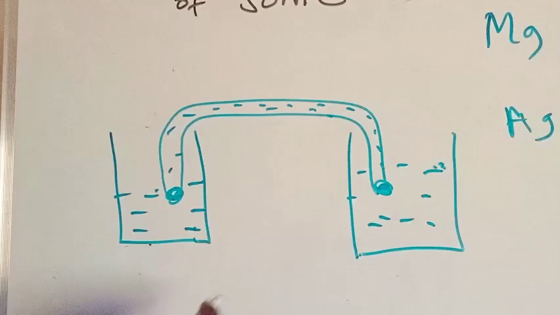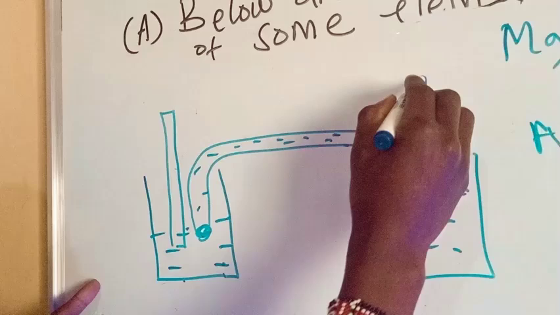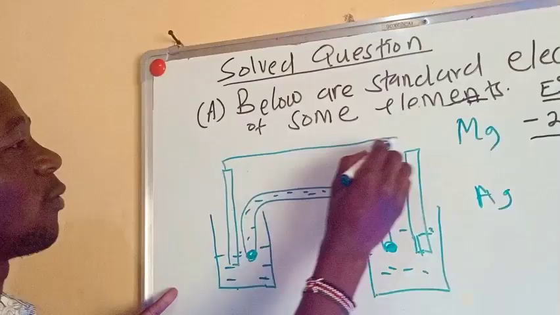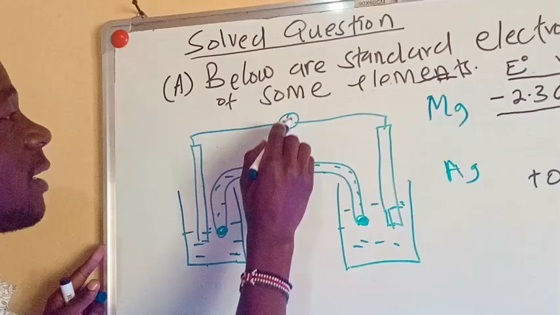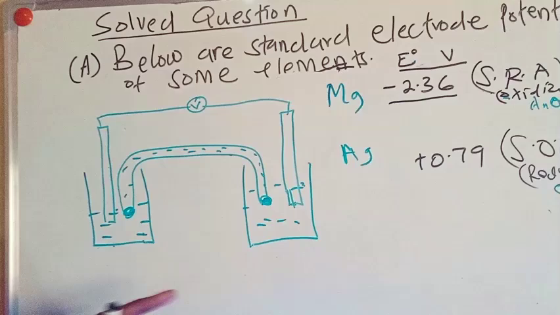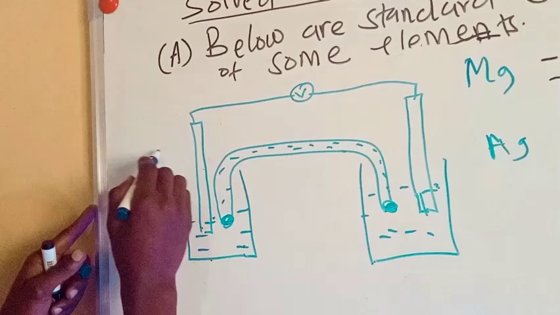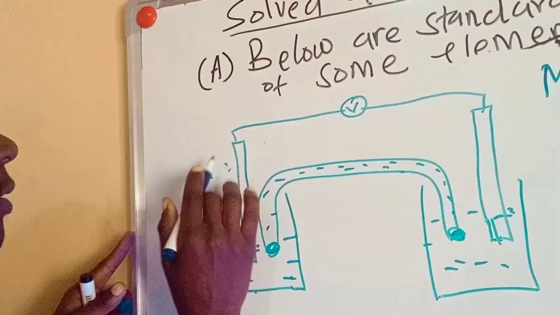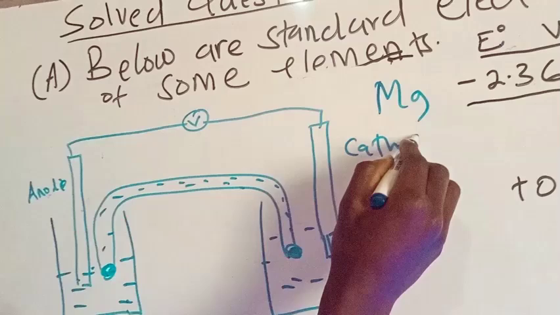Then we have the electrodes. You have an electrode here and an electrode here, and these electrodes are connected using a connecting wire. On this connecting wire, we normally connect a voltmeter. A voltmeter will be used to calculate the EMF. Now on your left hand side, this is your anode. On your right hand side, that is our cathode. So electrons will be moving from anode to cathode. These are your electrons.